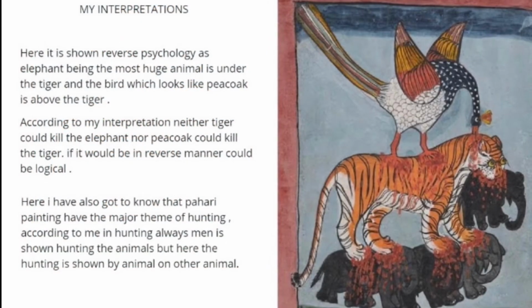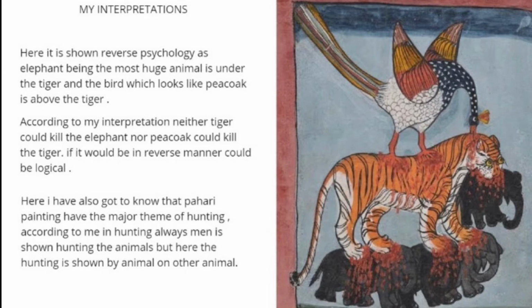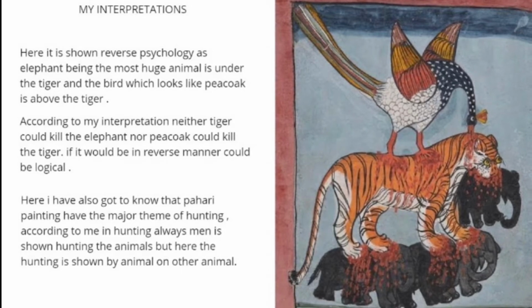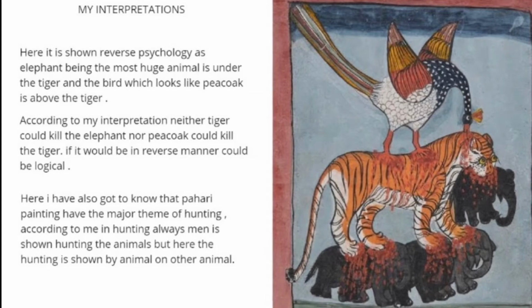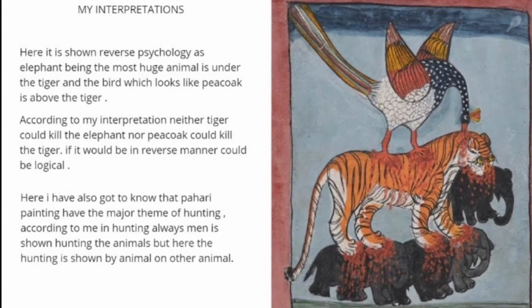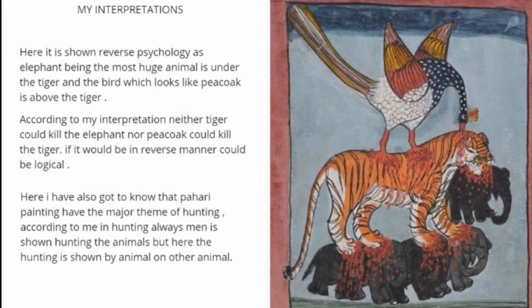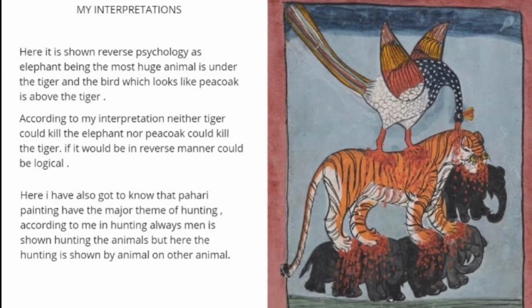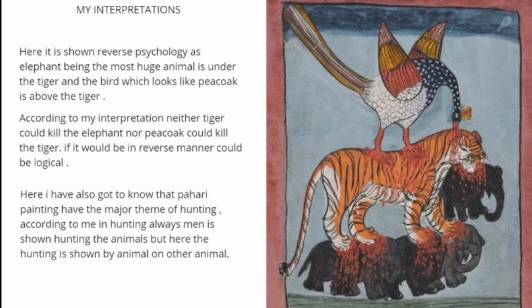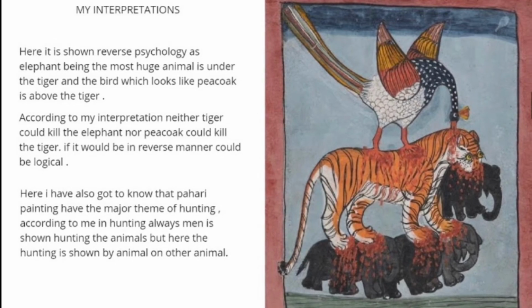Some of the interpretations I made according to my own perceptions. Here the reverse psychology is shown, as the elephant, being the most huge animal, is under the tiger, and the bird, which looks like a peacock, is above the tiger. According to my interpretation, neither could the tiger kill the elephant nor could the peacock kill the tiger. If it were in a reverse manner, it would be more logical.